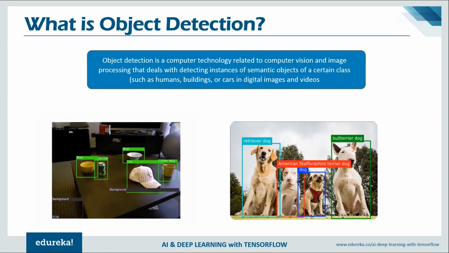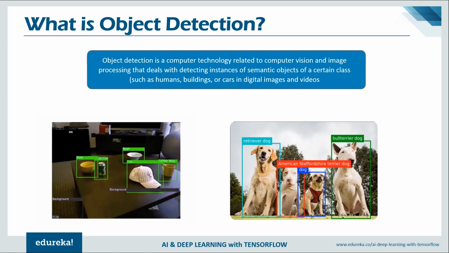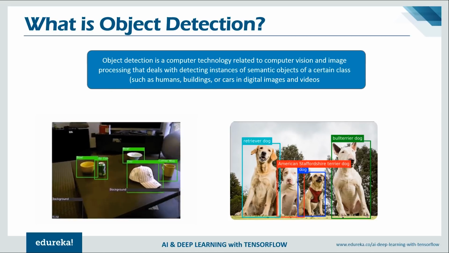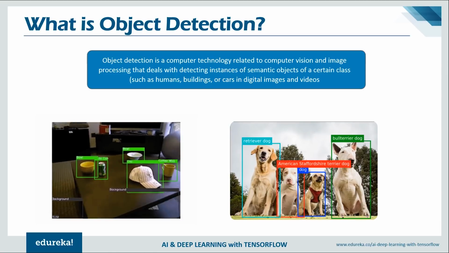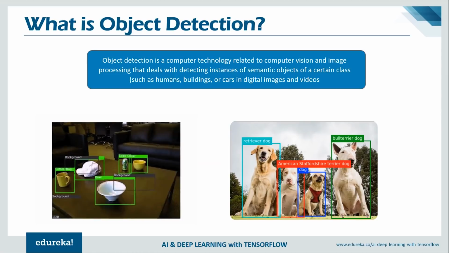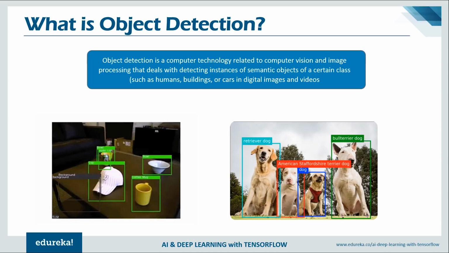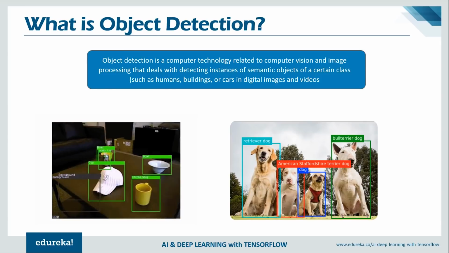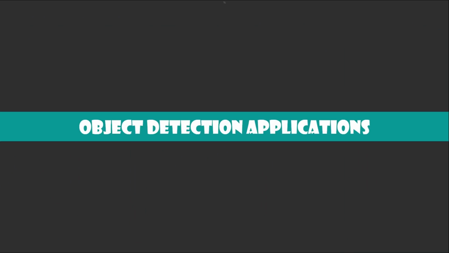Object detection is the process of finding instances of real-world objects such as faces, bicycles, and buildings in images or videos. Now, object detection algorithms typically use extracted features and learning algorithms to recognize instances of an object category. It is commonly used in applications such as image retrieval, security, surveillance, and advanced driver assistance system, which is known as ADAS.